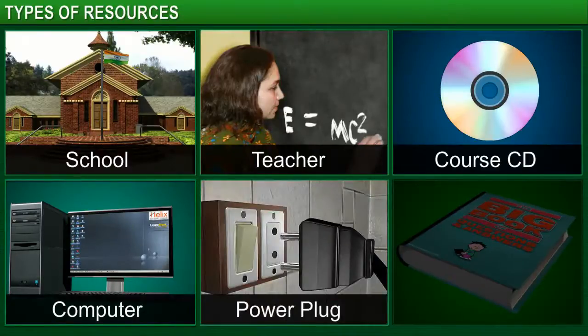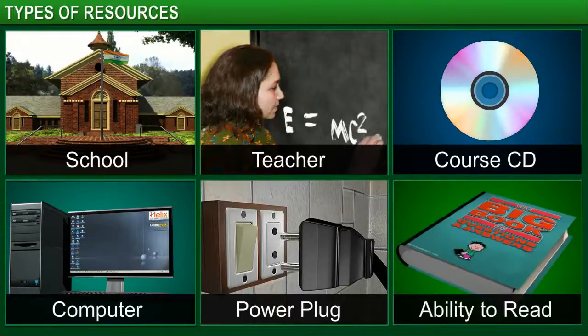Electricity supply to run the computer. Your own ability to read and write. These are just some of the things that allow you to go through this course. All these are examples of things that you use to satisfy your need for learning.